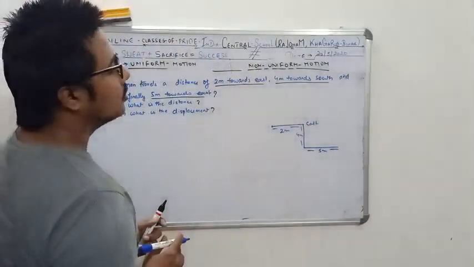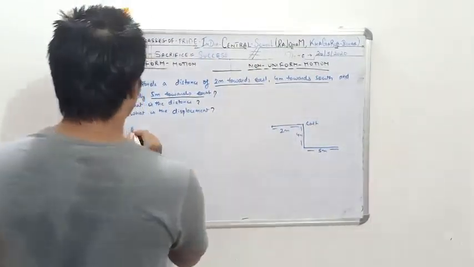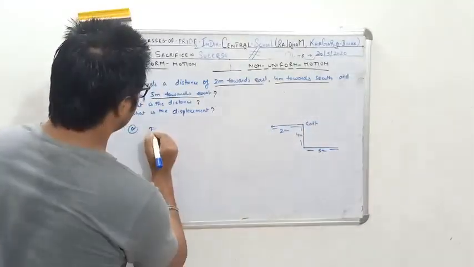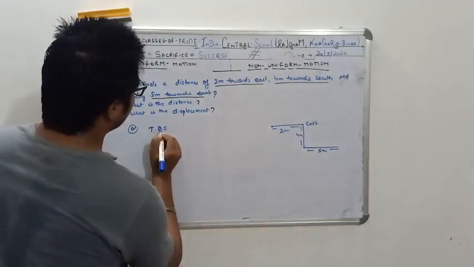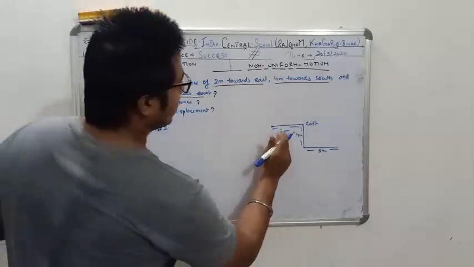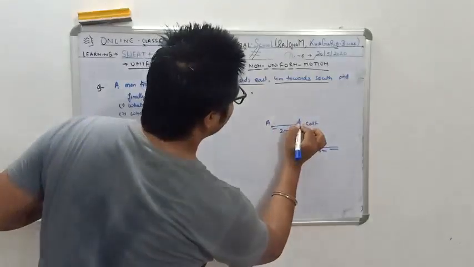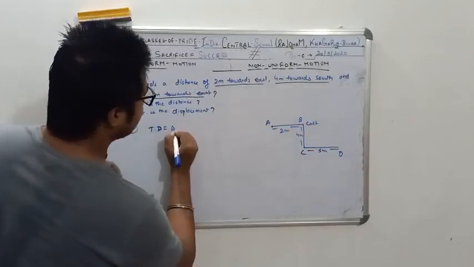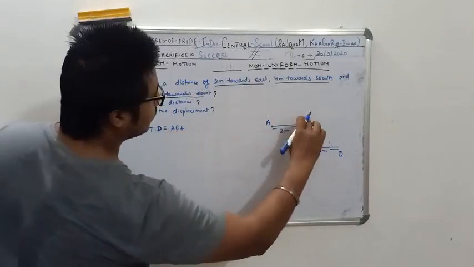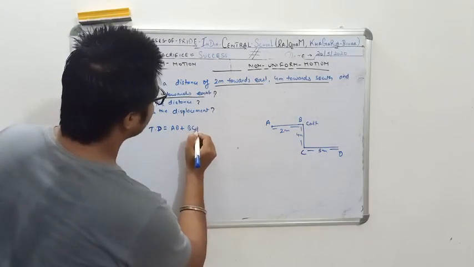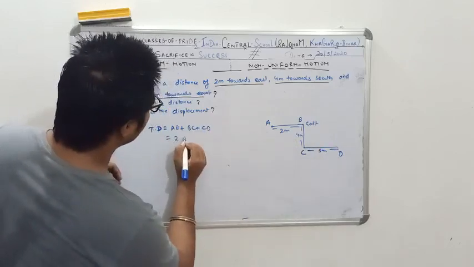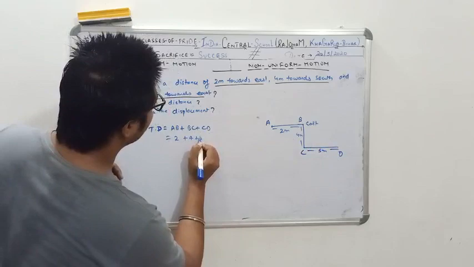So what is number one? The question is, what is the total distance? Total distance will be equal to how much? Suppose I name the points A, B, C and D. Total distance will be equal to AB plus BC plus CD. This will be equal to 2 plus 4 plus 5.